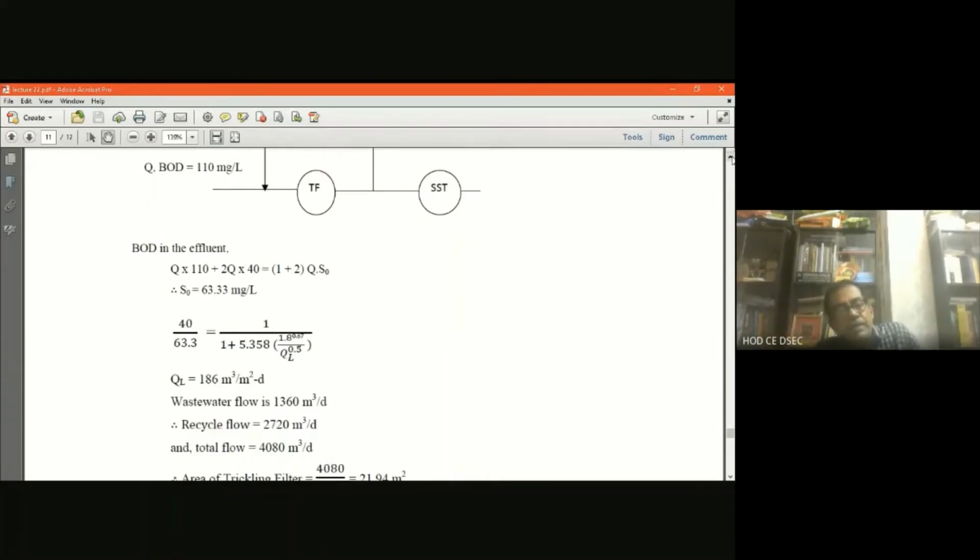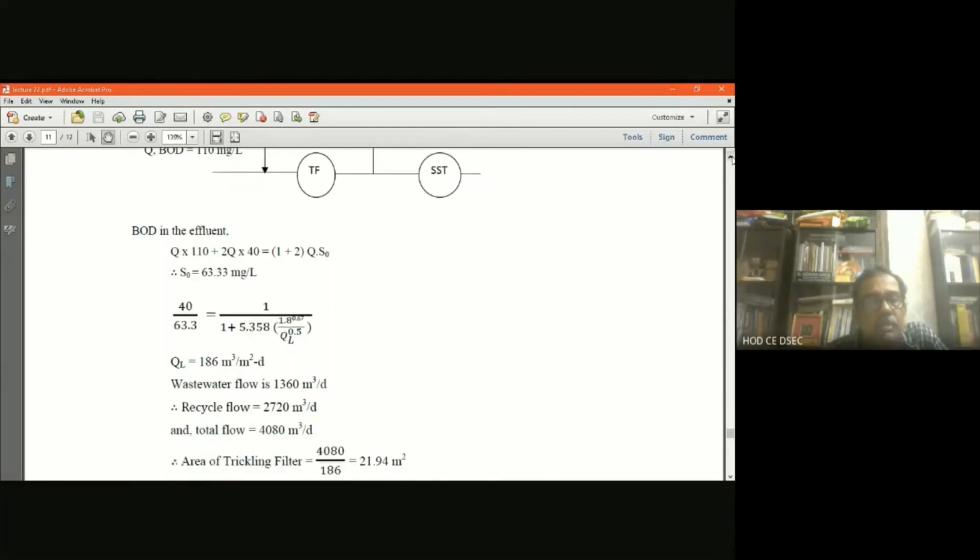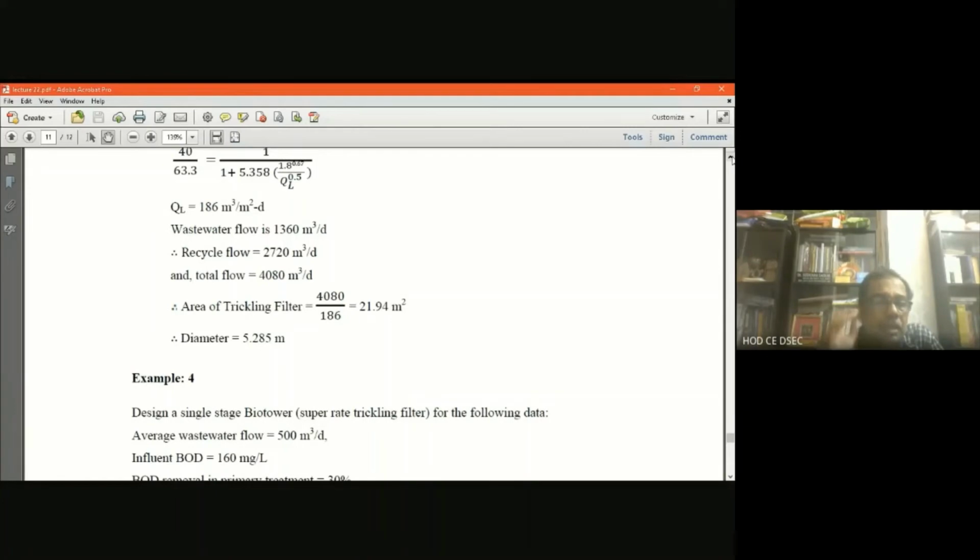Now the earlier wastewater flow was 1360, but here the new thing I am going to add is the recirculation flow. The recirculation ratio is 2, so it is 1 plus R, that means thrice the 1360. That means the total flow will be 4080. So here the total flow is 4080, because we are recirculating the flow twice. That is the recirculation ratio.